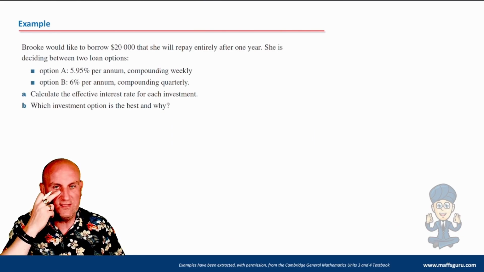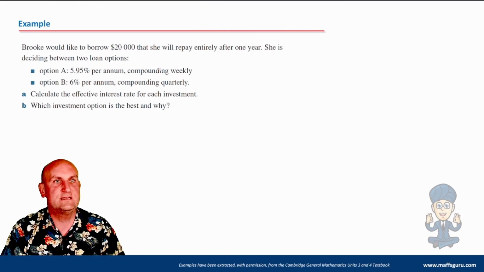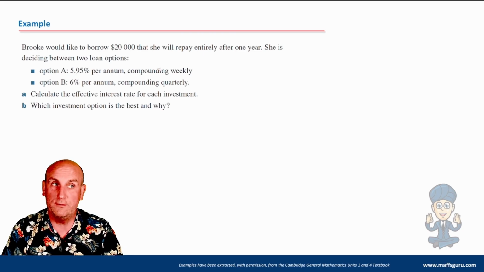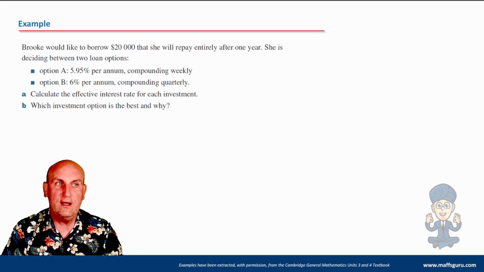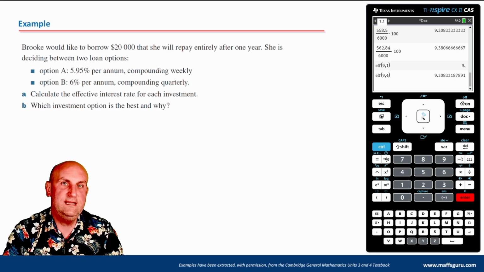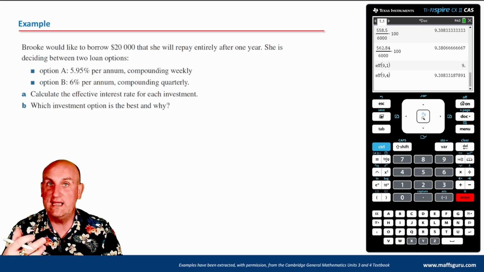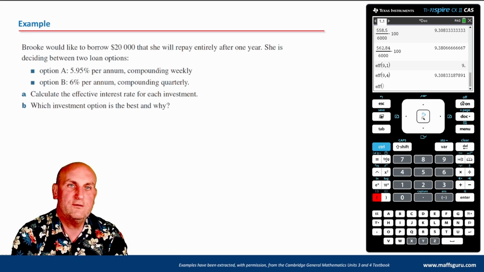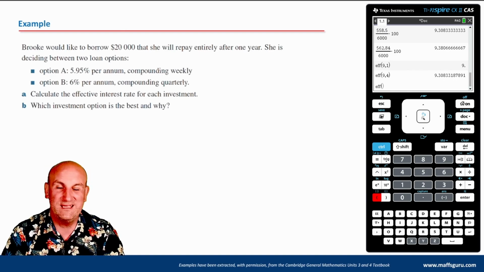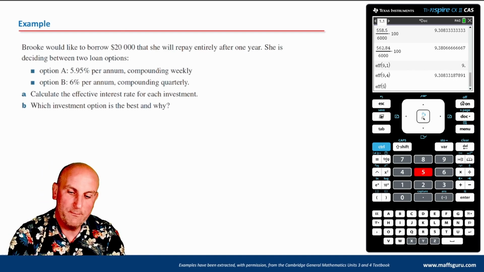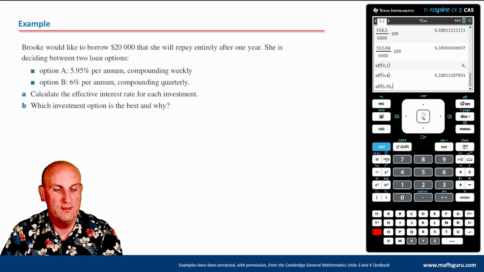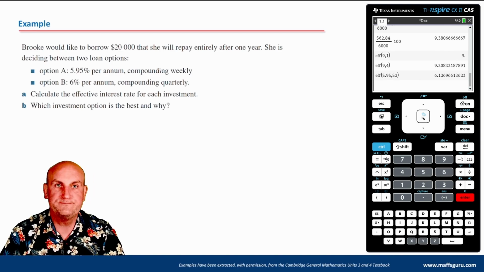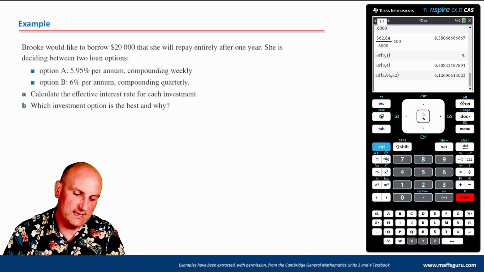Brooke would like to borrow 20,000 that she will repay entirely after 1 year. She's deciding between 2 loan options: 5.95% PA compounding weekly and 6% per annum compounding quarterly. Calculate the effective interest rate for each investment. We can do that. It says calculate effective interest rate, so I'm going to use my formula EFF. Now, obviously, because I've got my keyboard here, I can just type that. 5.95, comma, compounding weekly. How many weeks are there in a year? 52. Hit enter.